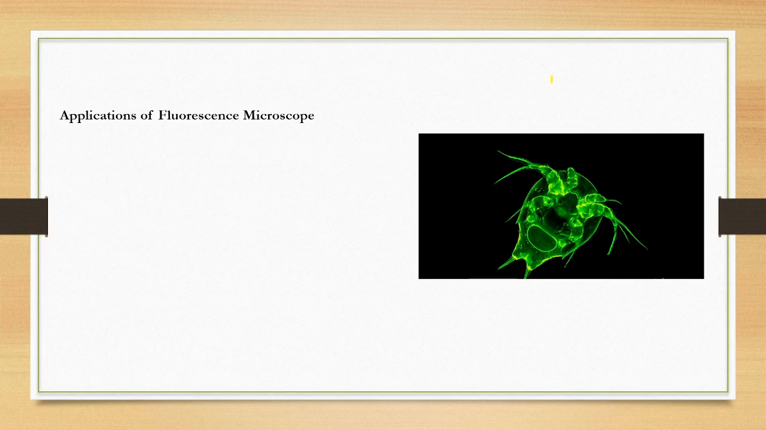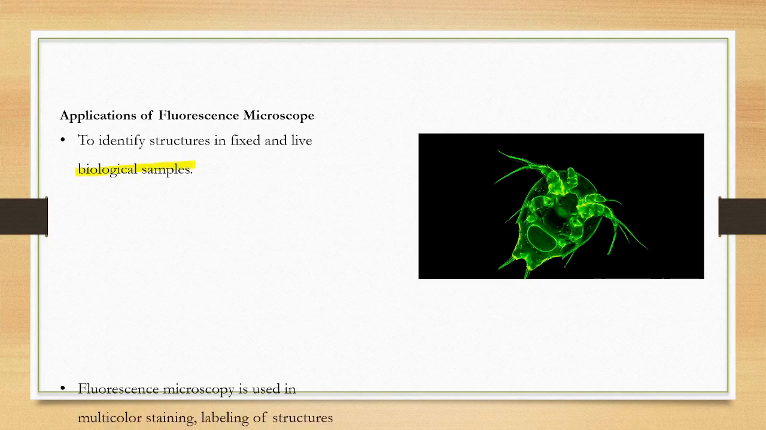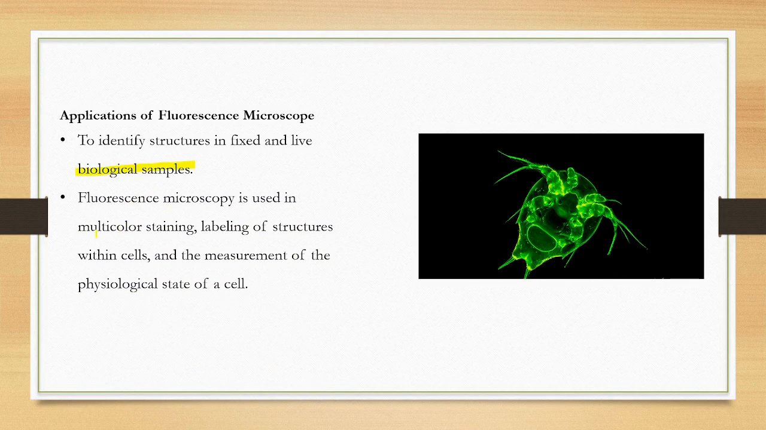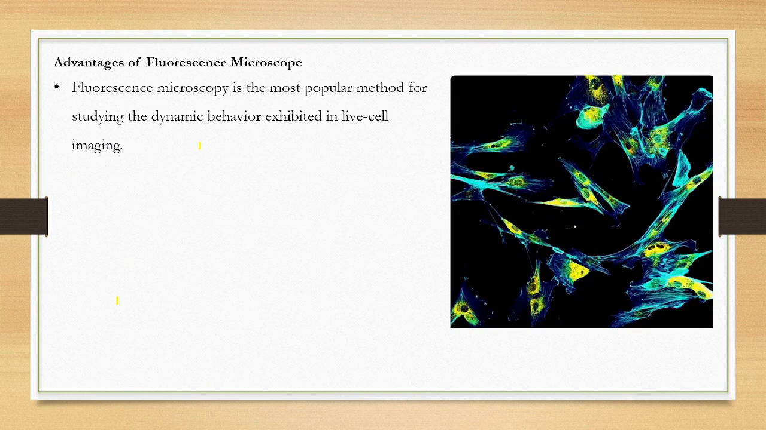And what are the applications of fluorescent microscope? It helps to identify structures in fixed and live biological samples. It is used in multicolor staining, labeling of structures within the cells, and measurement of the physiological state of a cell. What are the advantages of fluorescent microscope?